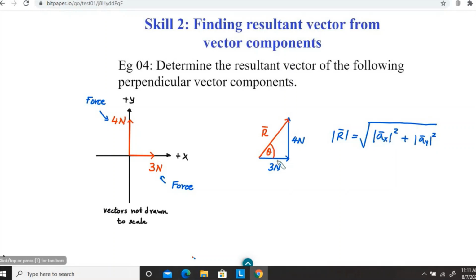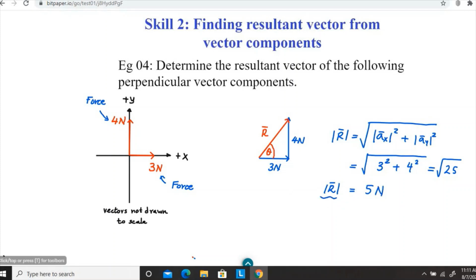Here you can see ax vector is the 3 Newton vector, and you are going to get the magnitude of that 3 Newton and square that. For the ay vector, it's the 4 newtons in the upward direction. You're going to get the magnitude of that and square that. So the magnitudes are just 3 and 4. So you have the square root of 3 squared plus 4 squared, and this should equal the square root of 25. So it is straightforward that the magnitude of the resultant vector is equal to 5 newtons.